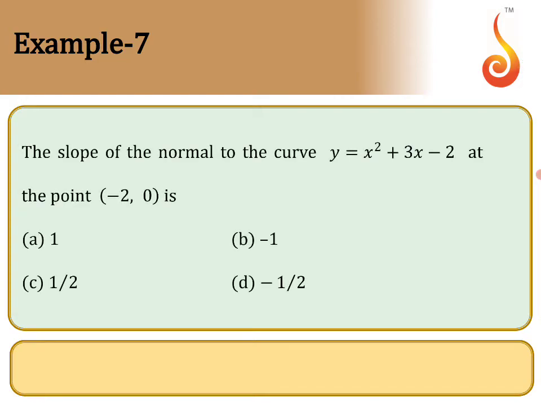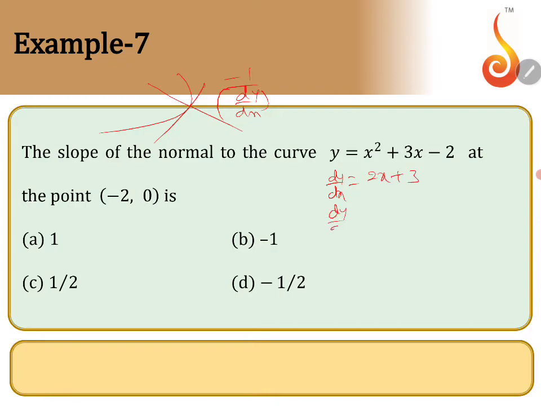The slope of the normal at the point given to us. Slope of the normal. So this is a curve suppose, and this is the tangent to the curve, and this is the normal to the curve. What is the slope of the normal? Minus 1 by dy by dx. So first of all, we need to find dy by dx. This is dy by dx equal to 2x plus 3.